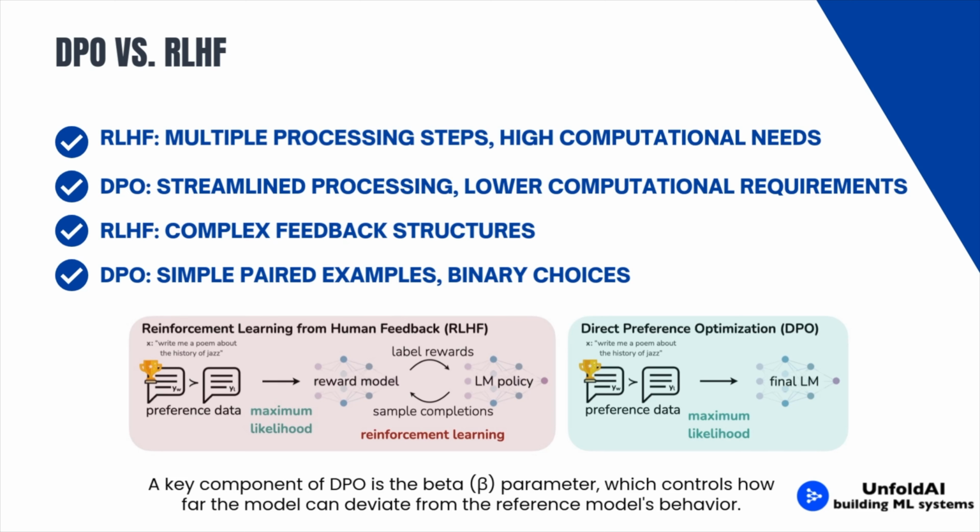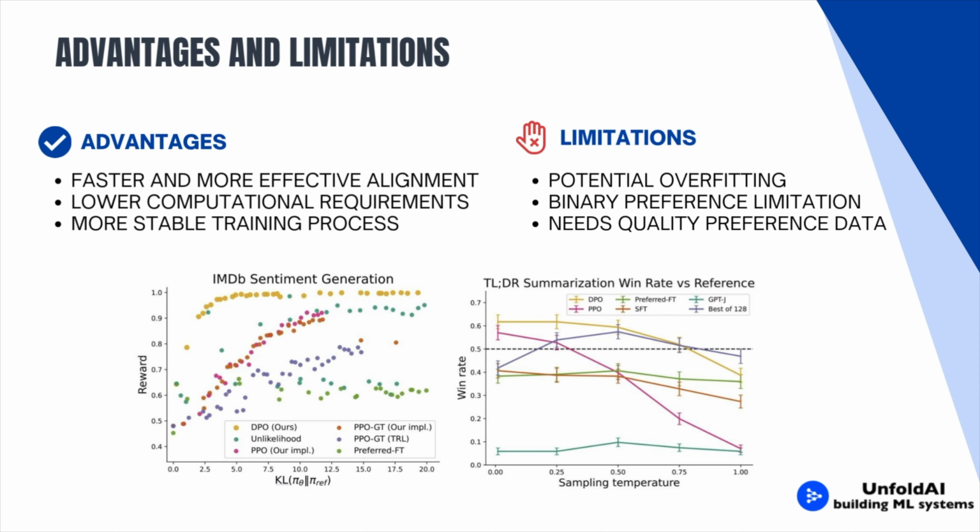The beta parameter is actually here. It acts like a thermostat that controls how much the model can change from its original behavior. In the paper, they found that beta values between 0.1 and 0.5 worked well for most of the tasks. For example, the diagram on this slide shows how RLHF needs both a reward and a sample completion in a reinforcement learning loop, while DPO goes directly from preference data to the final model using just a simple classification loss.